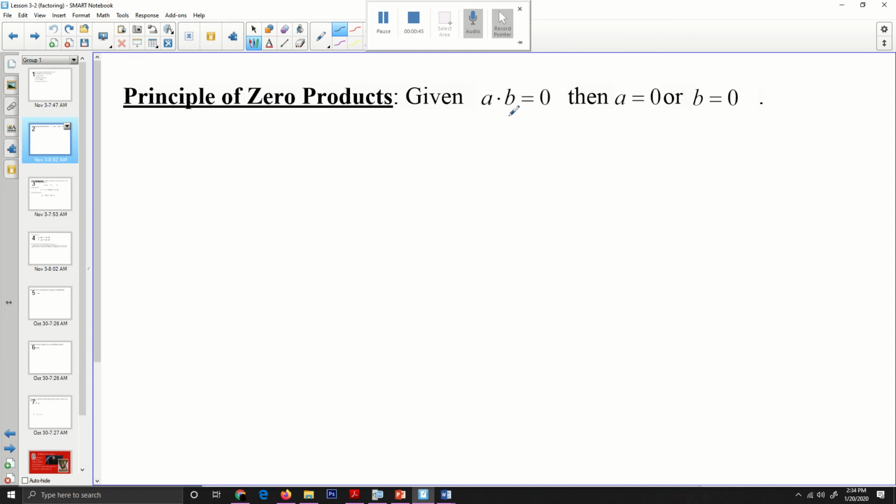So, this can be extended to if you said a times b times c is equal to 0, then a, b, or c must equal 0. And so if you have any list of products that equal 0, then at least one of those values must be equal to 0. So what can we do?